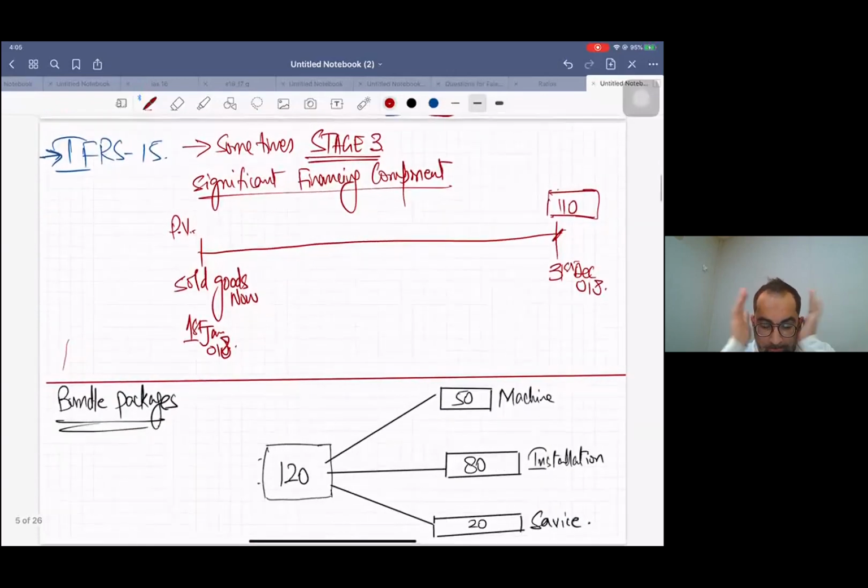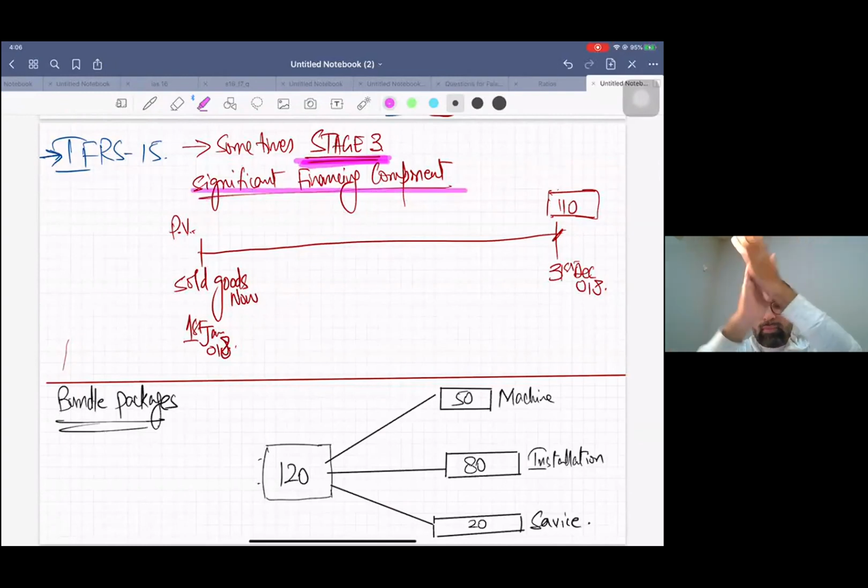Now, one more standard which is very famous and tested on a routine basis is IFRS 15, revenue from customer contracts. Sometimes the examiner may test this area at stage 3, related to the significant financing component. You might have seen many MCQs, OT cases, even final accounts on this.